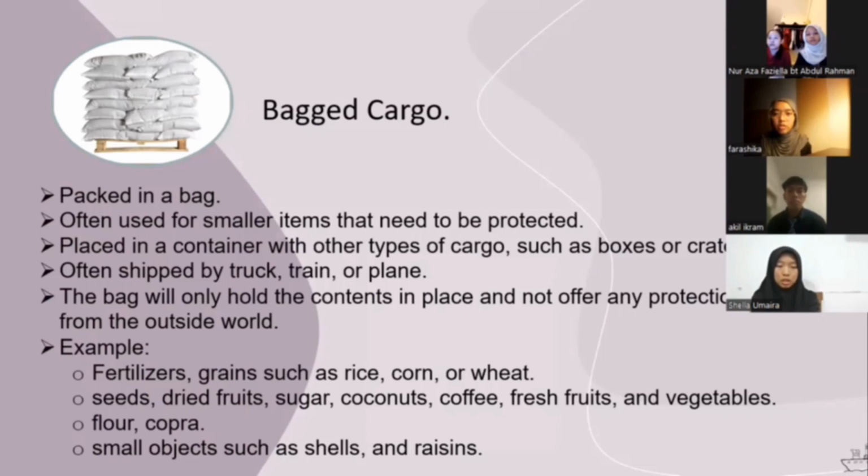So the example goods that use bagged cargo are fertilizers, grains such as rice, corn, or wheat, also seed, dry fruits, sugar, coconuts, coffee, fresh fruit, and vegetables. Moreover, it is also used for flour or copper, and small objects such as shell and resin.